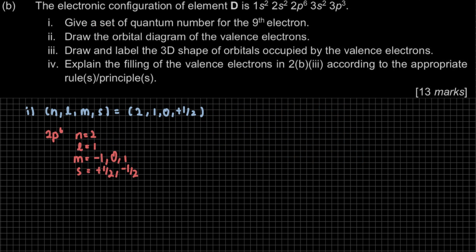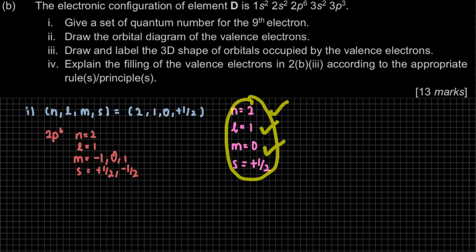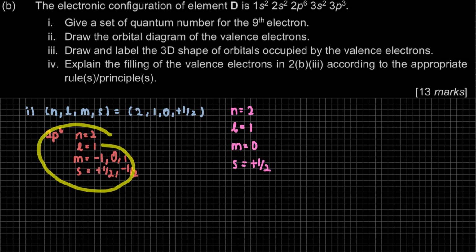Either you write it down in terms of this, or you could also write it down in terms of this. N equal to 2, L equal to 1, M equal to 0, S equal to positive half. This one is all the possibility, but for the specific, only one value for each of the N, L, M, or S. So that is for question 1 Roman.